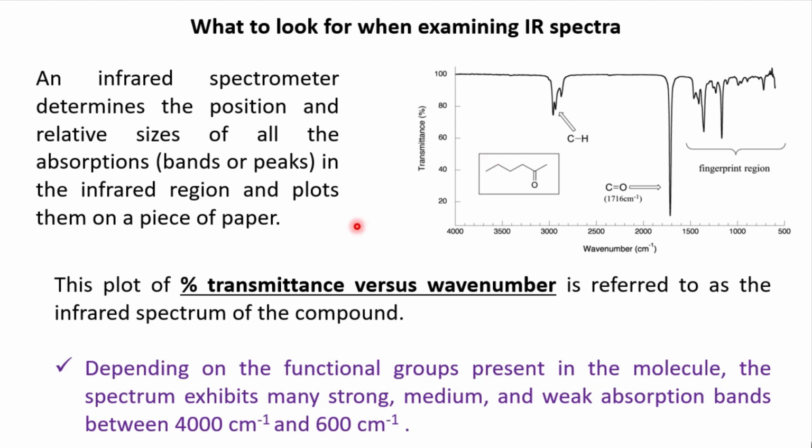So the infrared spectrum has a wavelength range between 4,000 per centimeter and 6,000 per centimeter, right? And whatever is being absorbed is plotted as the percent transmittance versus wave number. So the percent transmittance is the y-axis, and the x-axis is the wave number.